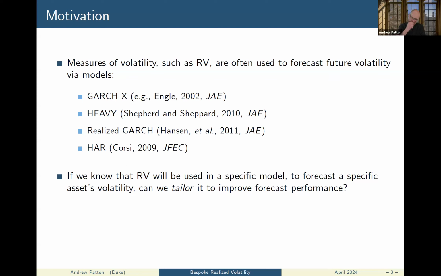So our question is, if we know that we're going to take this measure of volatility and plug it into a specific forecasting model for a specific variable with a specific forecast horizon, can we do better in constructing that measure of volatility? Can we tailor it to improve its performance? And that leads us to what we're calling bespoke realized volatility. So that's what I'm going to talk about today.